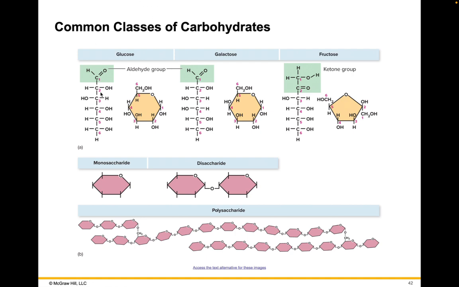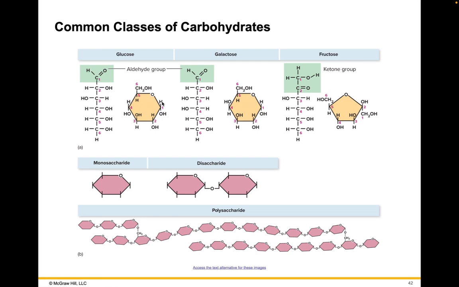So glucose, here is glucose. Let's count the number of carbons. 1, 2, 3, 4, 5, 6. Is it a pentose or a hexose? It is a hexose, and it can be in this linear form or in a ring.